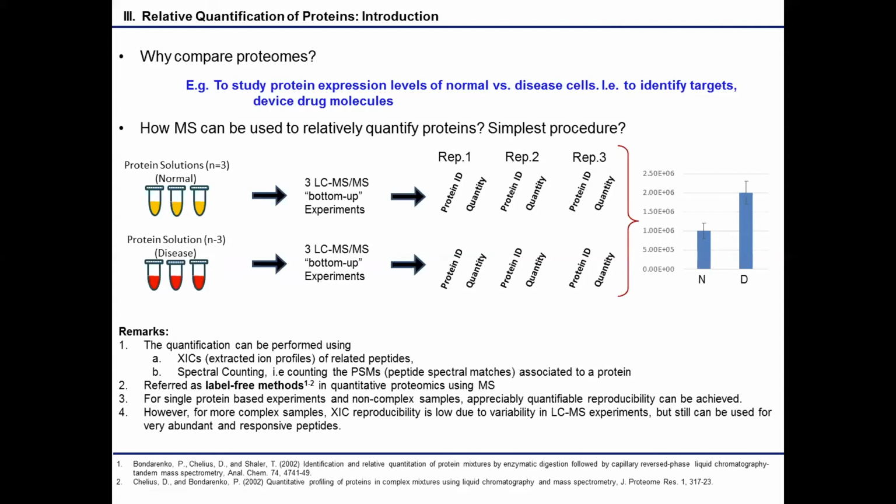For single protein based experiments and non-complex studies, appreciably reproducible data can be achieved using the label-free approach. However, for more complex samples, sometimes the extracted ion chromatogram reproducibility is low due to variability in LC-MS experiments, because you have to repeat the same experiment 3 times. But it can still be used for very abundant and very responsive peptides during the LC-MS experiments.